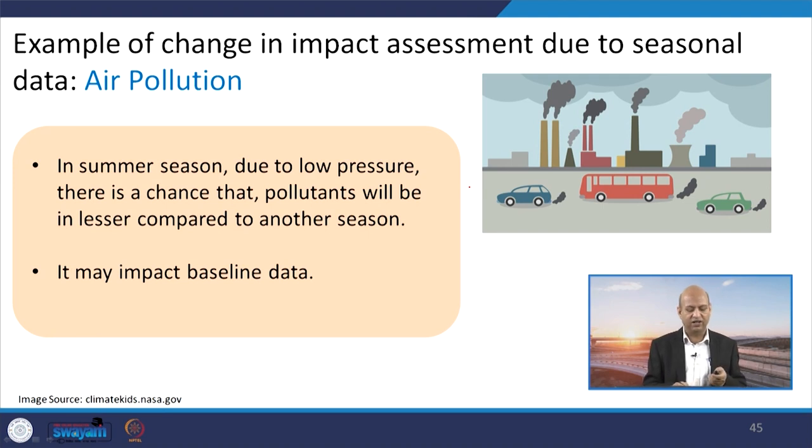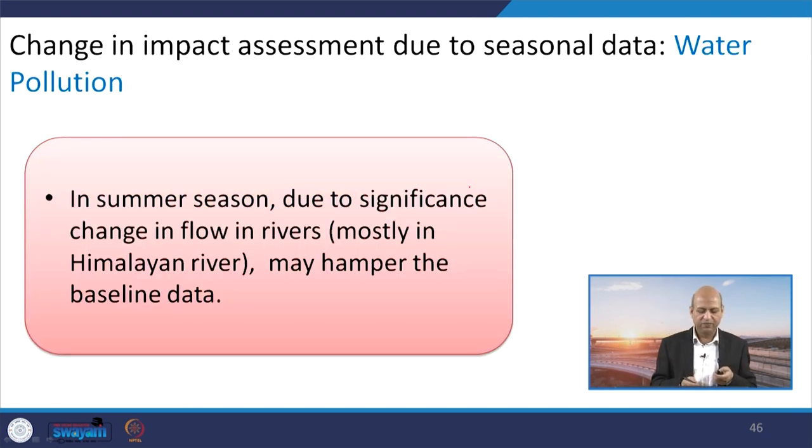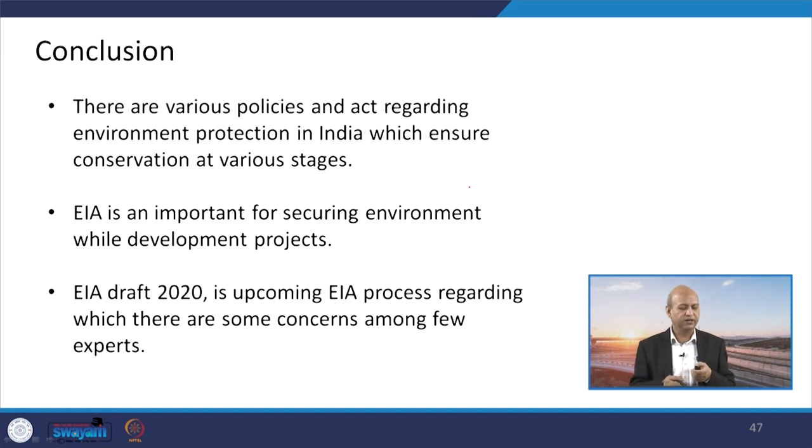Similarly for air pollution, which season should be used, what baseline data can be there, summer or winter? Because if something is done in summer, in winter because of inversion the situation can be totally different, right? So those issues are there and they should be addressed, and we hope that when the new notification comes, we are not sure when, all these issues will be addressed. So in a nutshell, we can say that the EIA process has evolved over the years, and now our EIA process is very good, and it takes notice of everything which can influence the environment in a negative way.